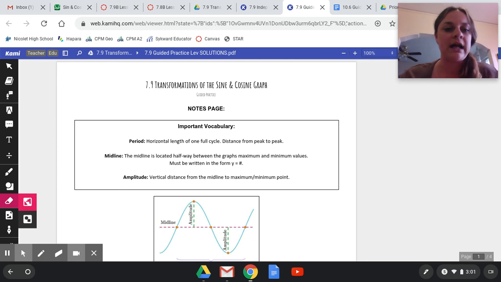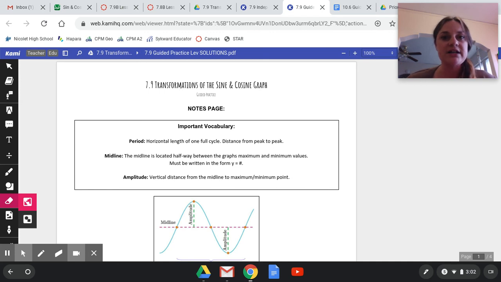Then on Tuesday or Wednesday, you looked at the Desmos activity and saw how different values, adding, subtracting, and multiplying, would affect the graph. And today we're going to continue talking about those and see what it looks like in your graph. So a couple things to note, we're going to be talking about the period.